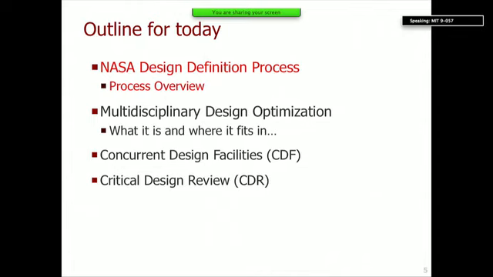And so what I'll cover is different topics. First of all, the NASA view of this. It's called the design definition process. Then I'll talk about MDO, multidisciplinary design optimization, the use of so-called CDFs, concurrent design facilities, and then finally, what happens at CDR.